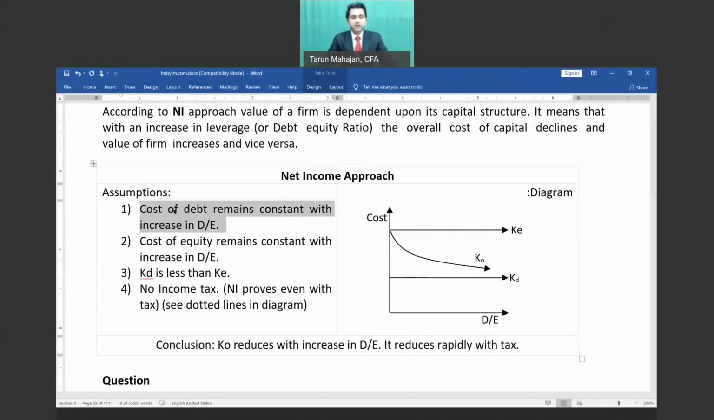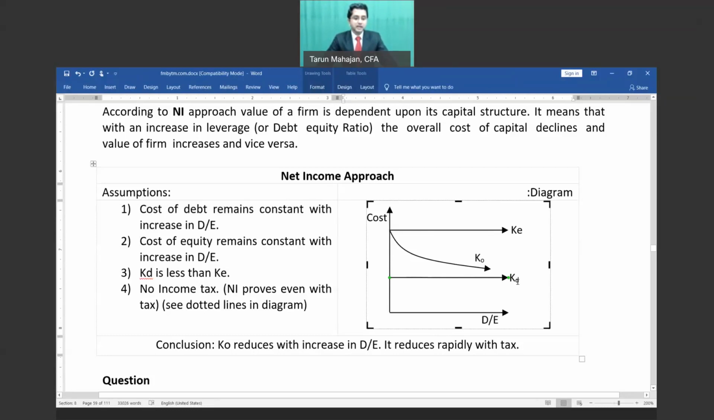So cost of debt remains constant with increase in debt equity ratio. If I borrow a lower amount, interest rate is say 10%. Even if I borrow a higher amount, interest rate will be 10%. Look at this diagram: the cost of debt, KD, is a flat line. It means that the cost of debt remains constant.